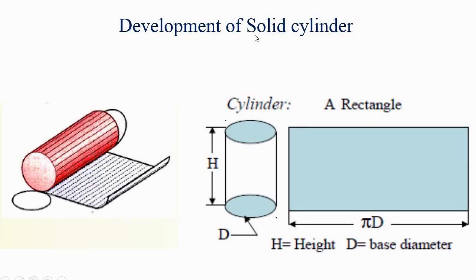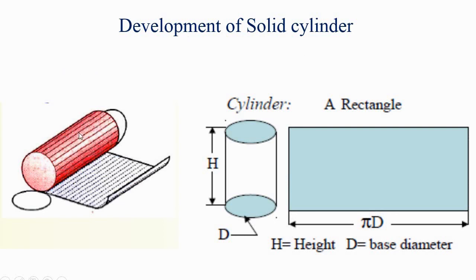So when we go through the development in this particular topic, according to the syllabus, you have to go through development of different types of solids like cylinder, cone, types of prisms like hexagonal prism, pentagonal prism, square prism, and types of pyramids, etc. So let us discuss one by one. First, let us discuss the development of a solid cylinder.